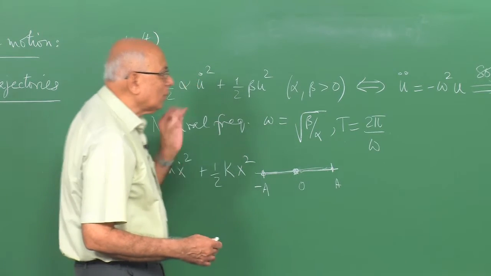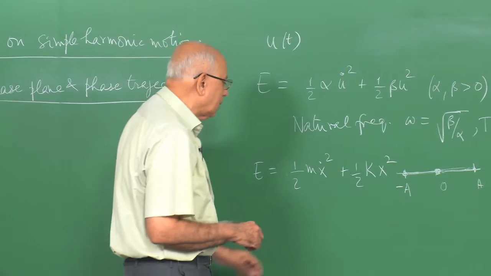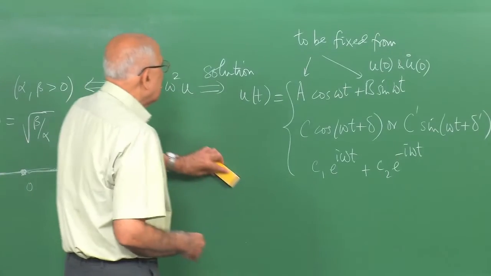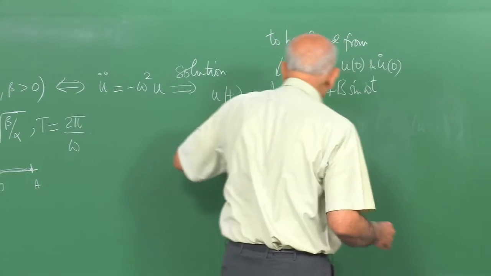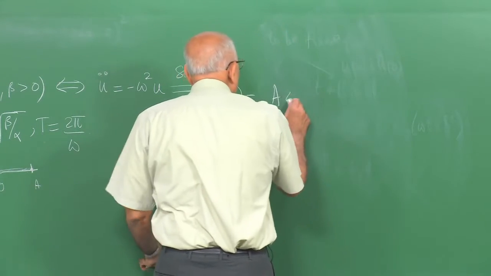How do we take that into account? How do we put that into our understanding of the oscillator? The way it is done is as follows. Suppose you solve this equation and you discover, just to be specific, that the solution is a cos omega t.